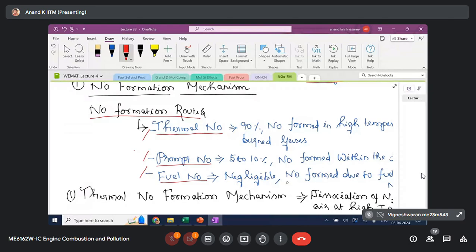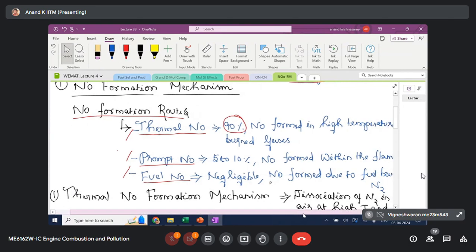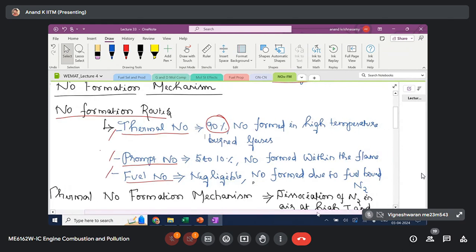Out of these three, NO formed through the thermal route is significantly high. You could see that 90% of the total NO formed from IC engine is through this thermal NO route, right? And the source for forming thermal NO is high temperature burned gases. High temperature burned gases provide a source for forming thermal NO, and its contribution is 90% out of the total NO formed in IC engine.